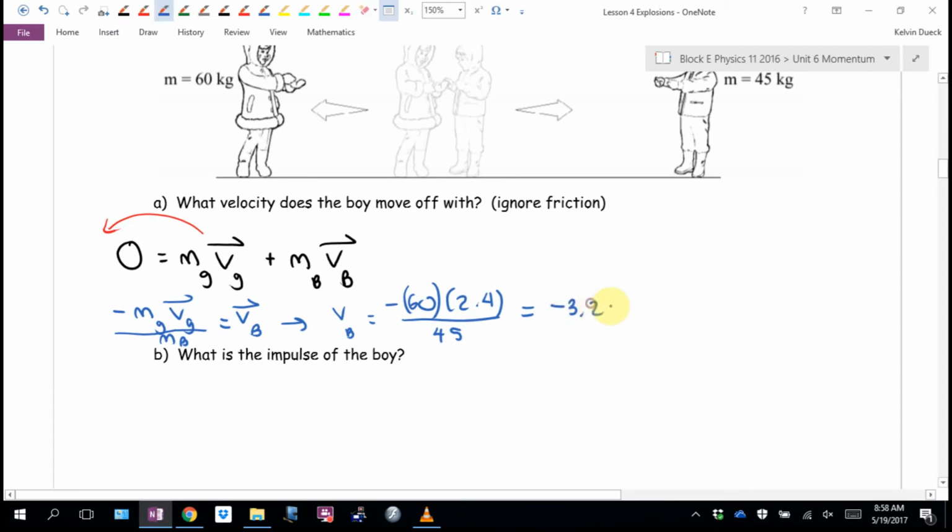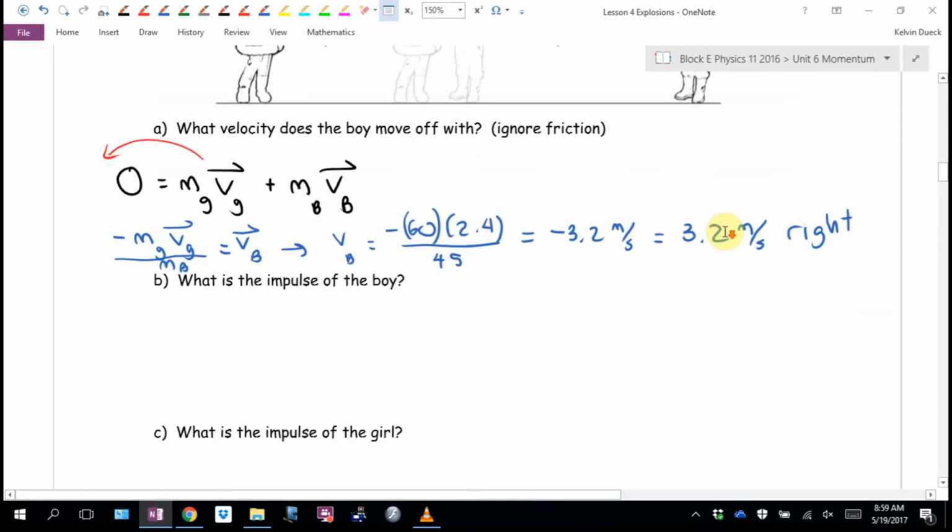Negative 3.2 meters per second, so it's going to be 3.2 meters per second. Direction? Right, based on the picture. What does B want me to find? Impulse. Hey, that's change in momentum. I don't see a force and a time anywhere, so I'm not going to use that. I think I'm going to use mv final minus mv initial.